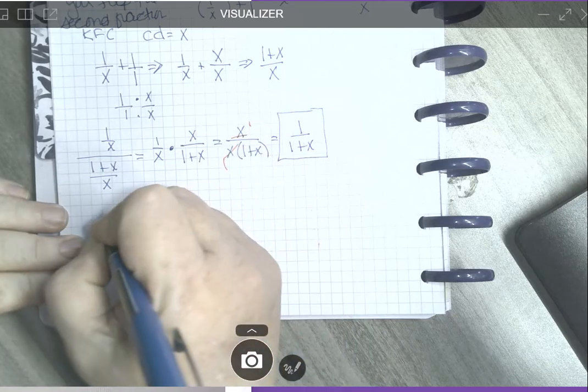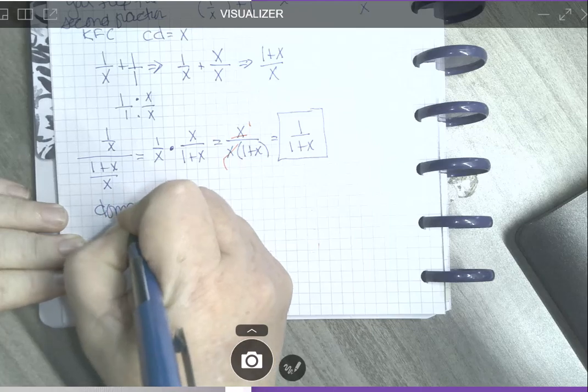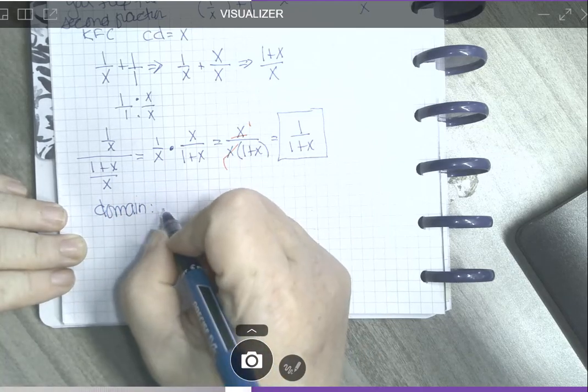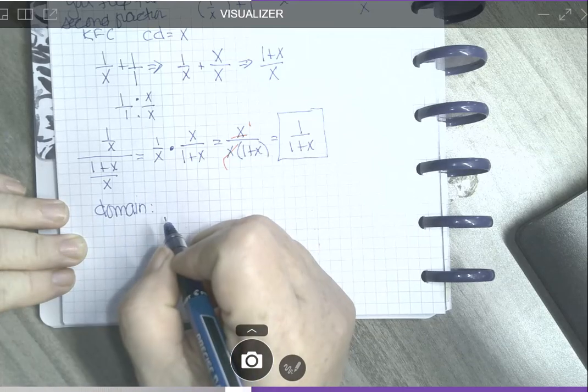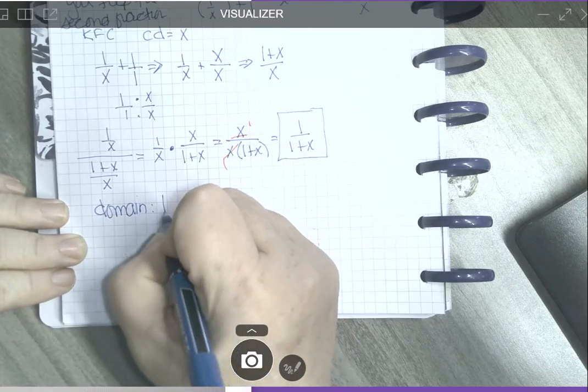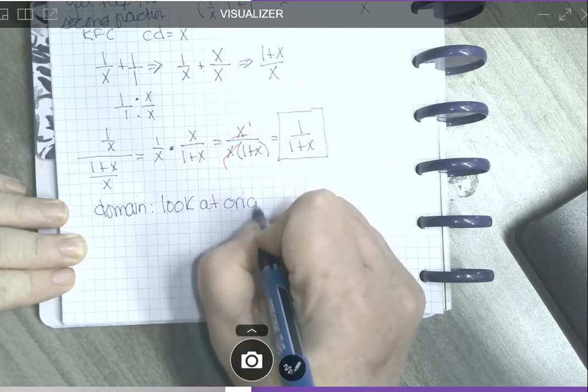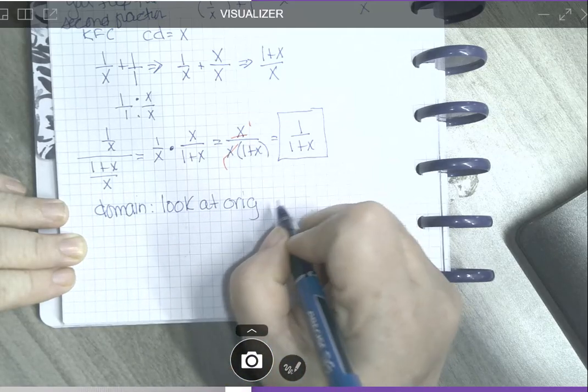Now we're asked for the domain. And this sometimes trips me up. We have to look at the original functions.